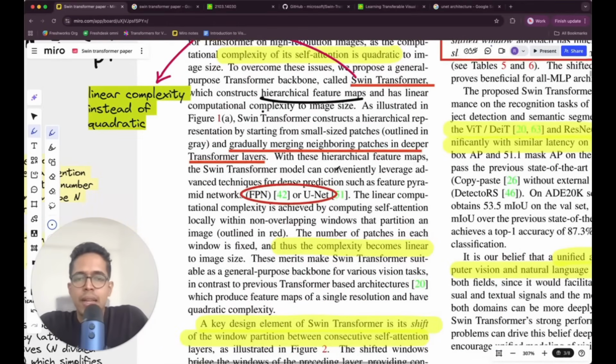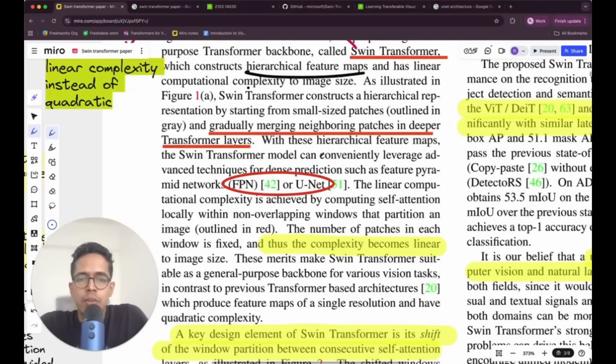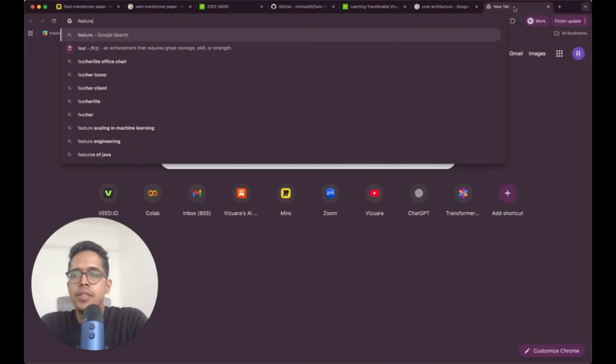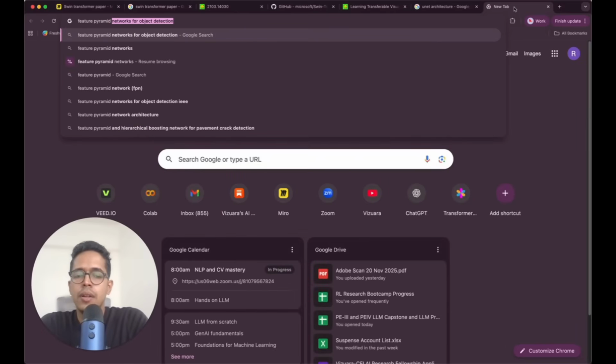With these hierarchical feature maps, the Swin Transformer can conveniently leverage advanced techniques for dense prediction, such as feature pyramid network, FPN, or UNet. UNet I showed you. Feature pyramid network is also very similar.